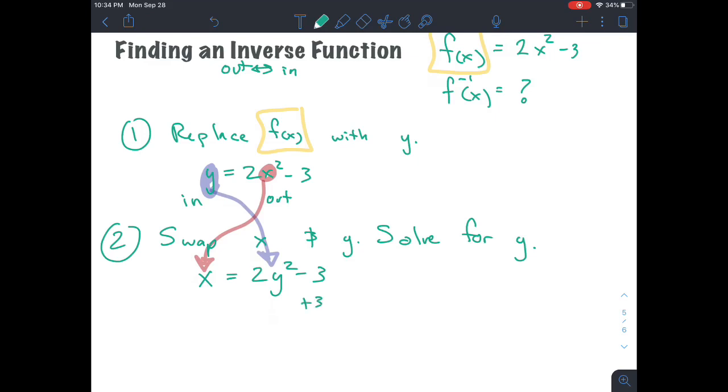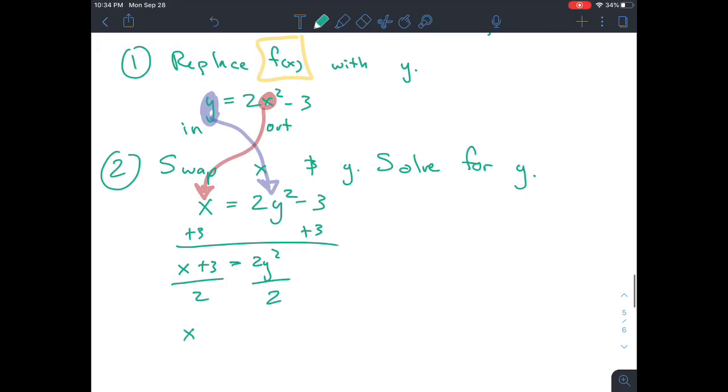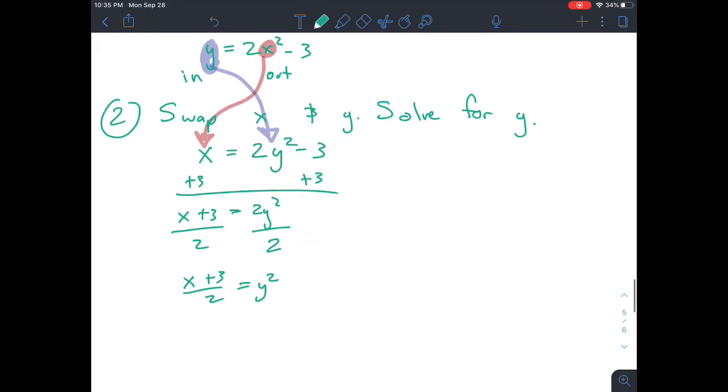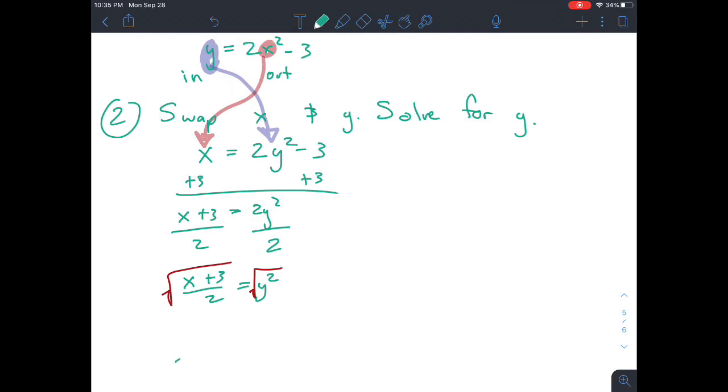I'm going to add 3 to both sides. I'm going to divide both sides by 2. x plus 3 over 2 is y squared. And then I need to square root both sides to get rid of the exponent of 2. And I now have the quantity x plus 3 over 2, square rooted, is equal to y.